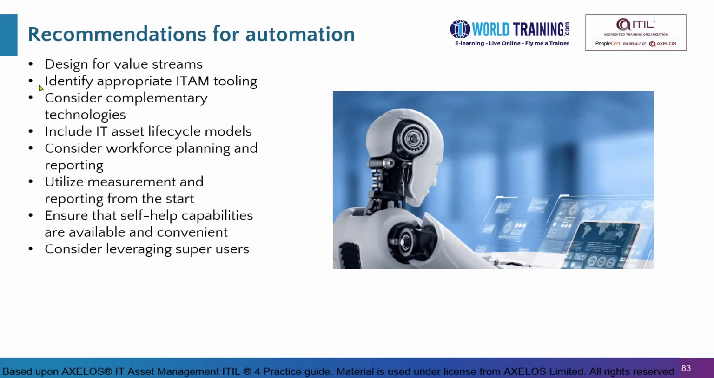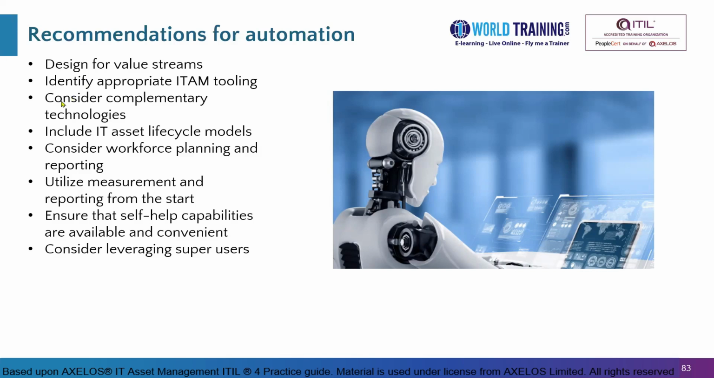The second one here is to identify appropriate item tooling. Selection of the right tool is important. It should align with the organization's needs and goals, and it should be scalable as well. The tool should support automating key asset management tasks such as discovery, tracking, reporting, analysis, and so on, and should be compatible with additional technologies that might come in afterwards.